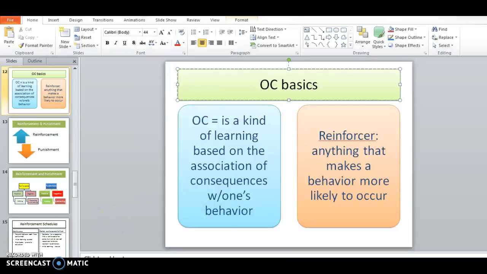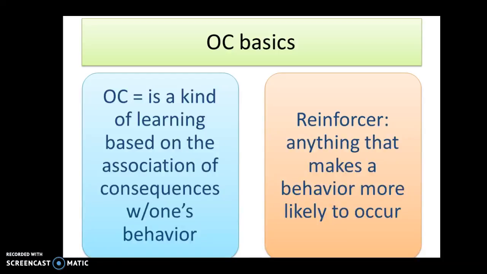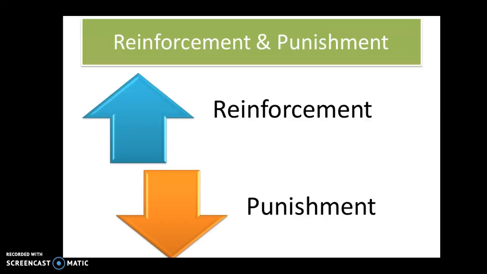I'm going to go kind of fast on this one, so let's start with just the basics of operant conditioning. I'm going to leave the screen on for you to briefly read. You can pause me because I'm going to move on. Okay, let's start with the basics.